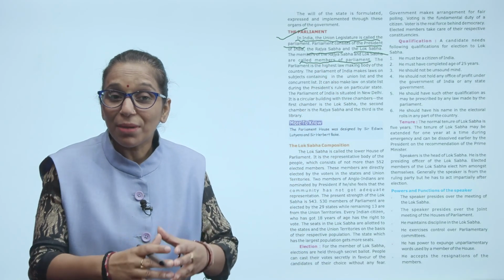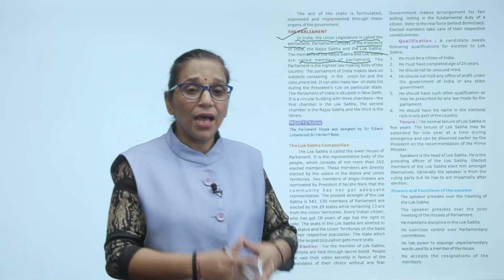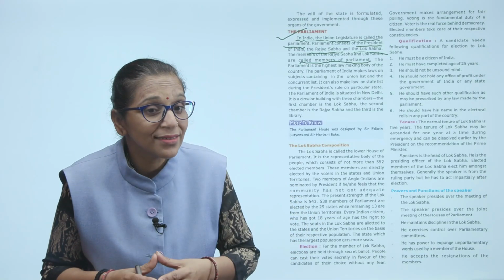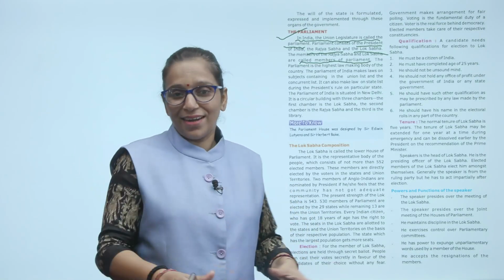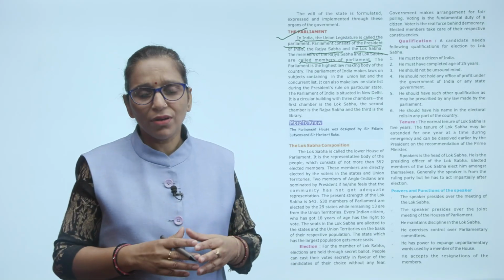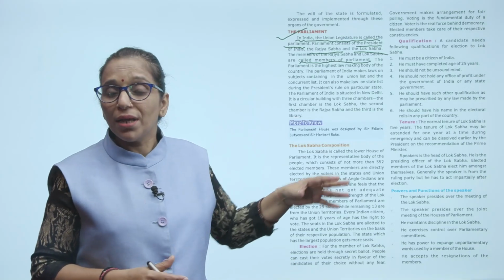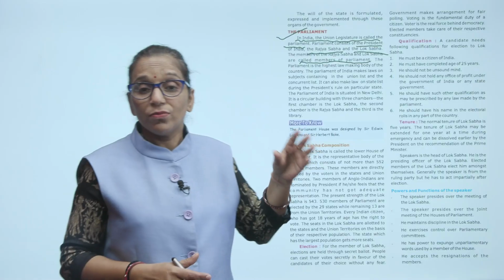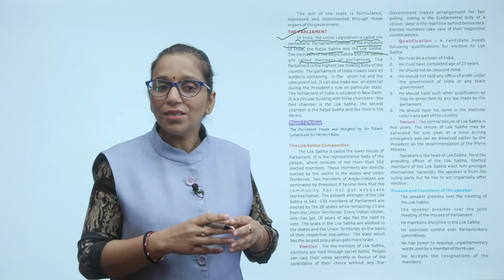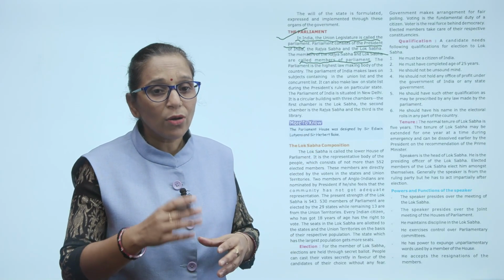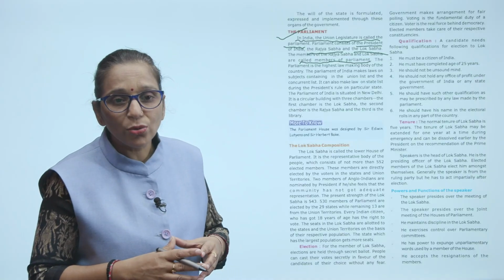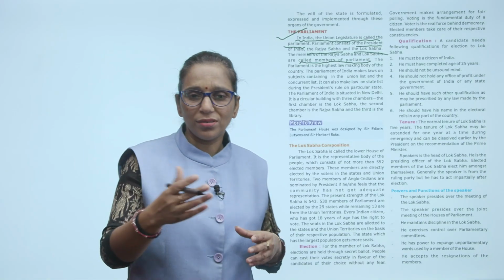The Parliament of India makes laws on the subjects contained in the union list as well as the concurrent list. There are many lists that have been given, but the central government can make laws on the subjects which are mentioned in the union list and as well as the concurrent list. It can also make a law on the state list during the president's rule for a particular state.